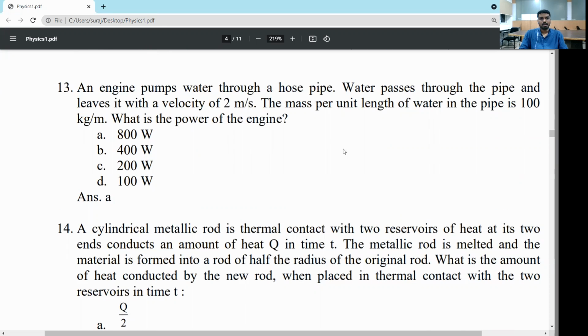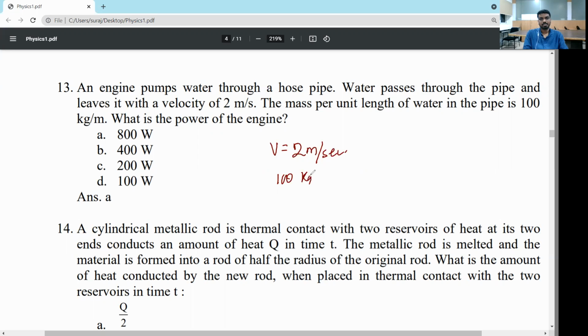The engine pumps water through a hose pipe. Water passes through the pipe and leaves it with a velocity of 2 meter per second. Mass per length of water in the pipe is 100 kg per meter. What is the power of the engine? Velocity is given, 2 meter per second. Mass per length of water in the pipe is 100 kg per meter.